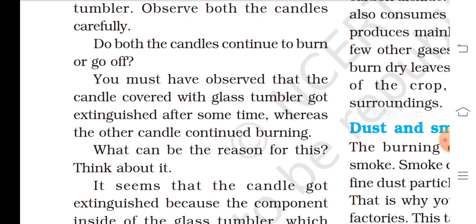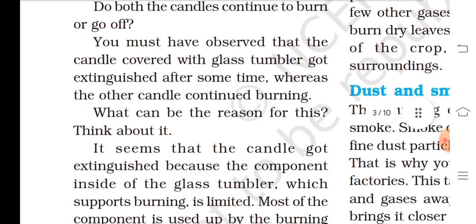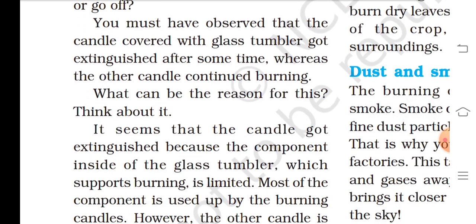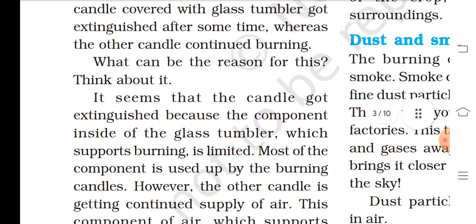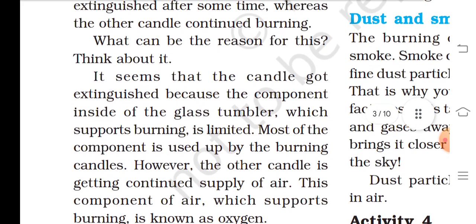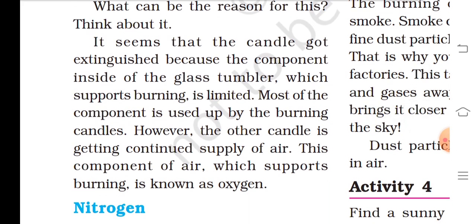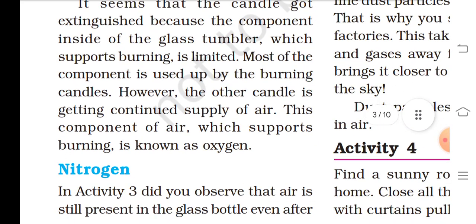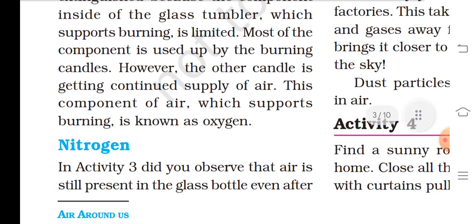You must have observed that the candle covered with a glass tumbler got extinguished after some time, whereas the other candle continues burning. What can be the reasons for this? It seems that the candle goes off because the component inside the glass tumbler which supports burning is limited. Most of this component is used up by the burning candle.